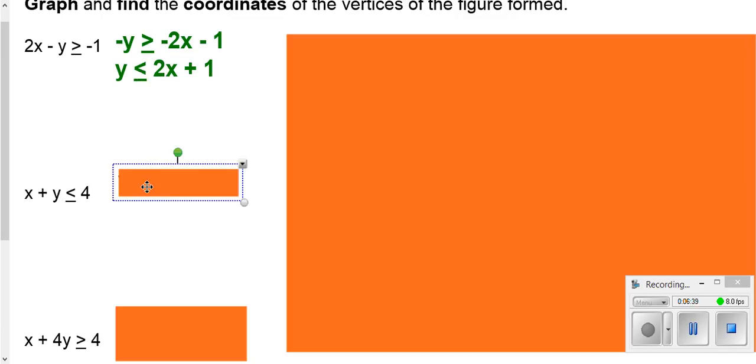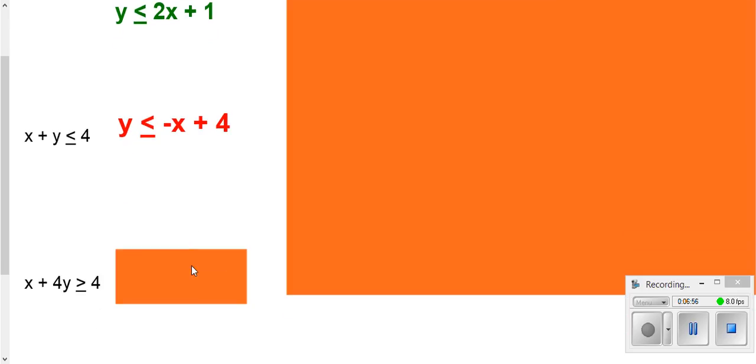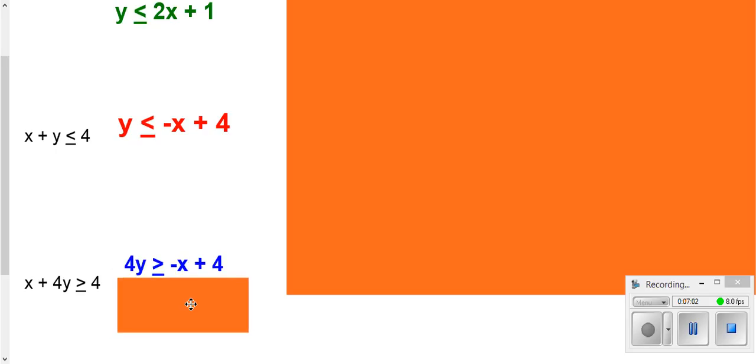Getting y by itself here, we'll subtract x. So we'll start out at a height of 4, and then our slope will be -1, so we'll go down 1 over 1, down 1 over 1. It'll also be a solid line, and since it's less than, we'll be shading below that. This one here, we get y by itself by subtracting our x and then dividing by 4 or multiplying by 1/4, and we get y is greater than -1/4 x plus 1. So we'll start out at a height of 1, and then we'll have a slope of down 1 over 4, down 1 over 4. It's a solid line because of the equal to, and then we'll be shading above that.